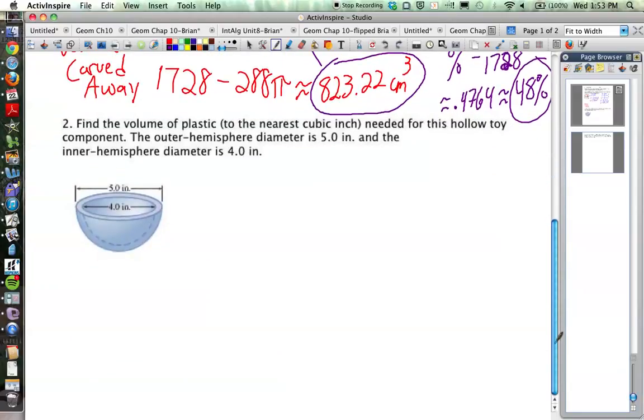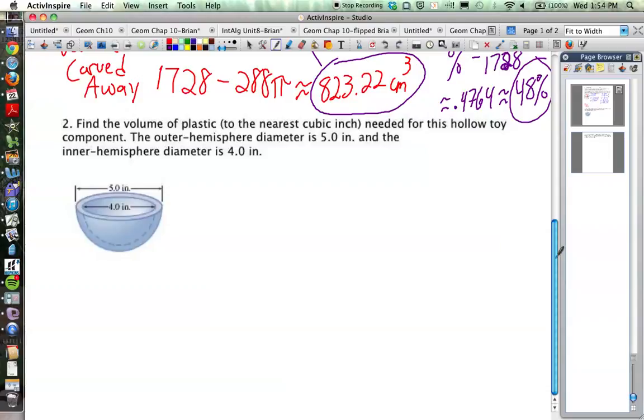On all these application problems, it's important to really think through what you need to do before you dive into it. Number 2 says: find the volume of plastic needed for this hollow toy component. The outer hemisphere diameter is 5 inches and the inner hemisphere diameter is 4 inches. All right, once again, let's think about what we need to do here.